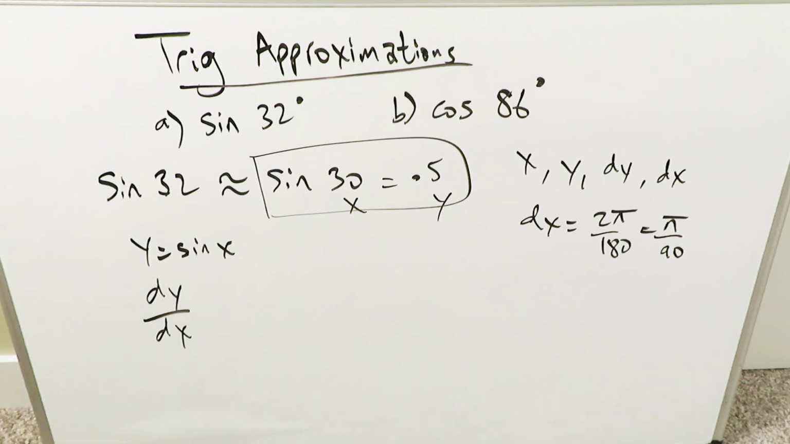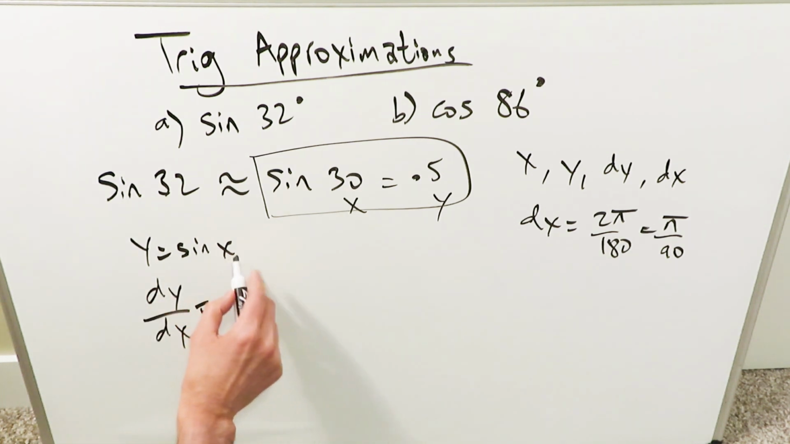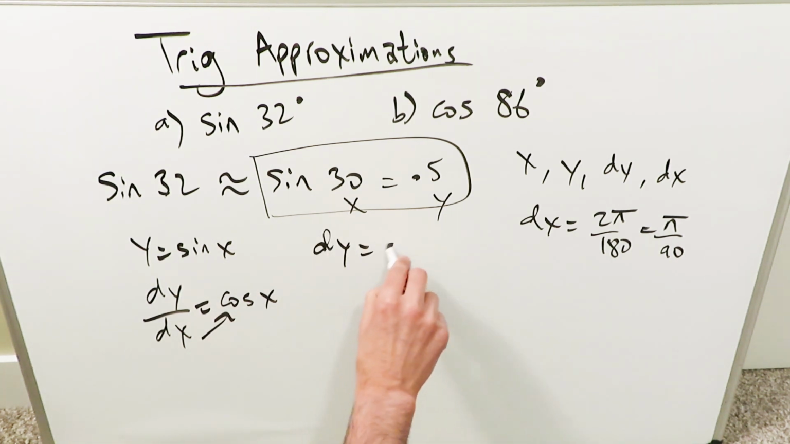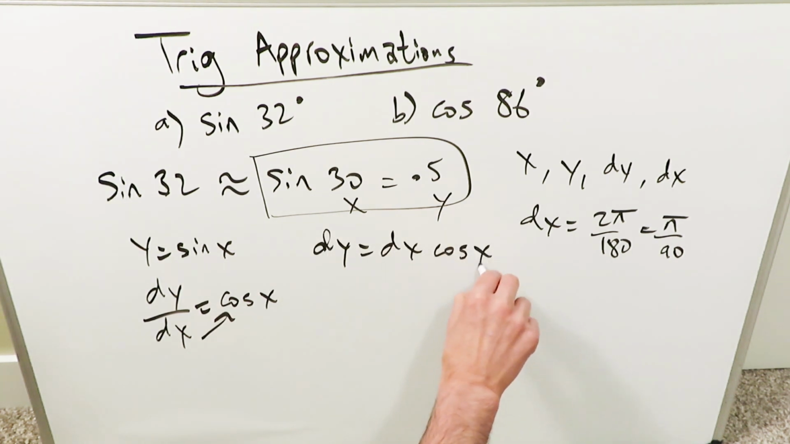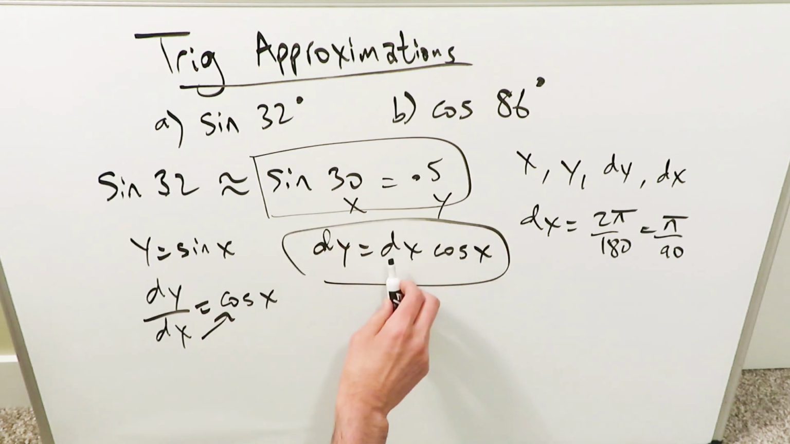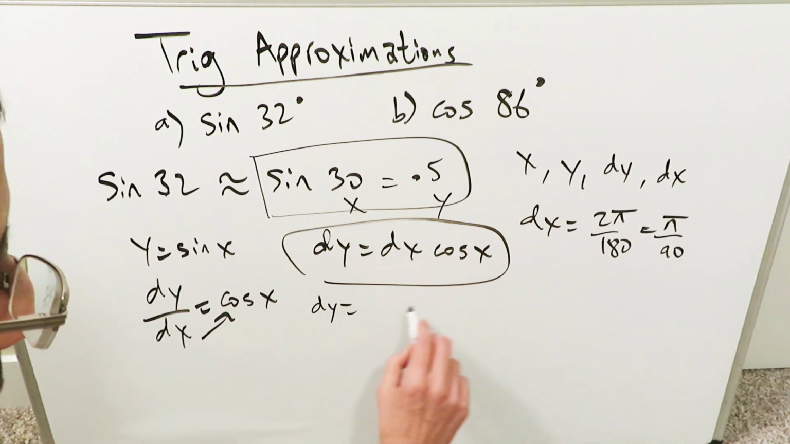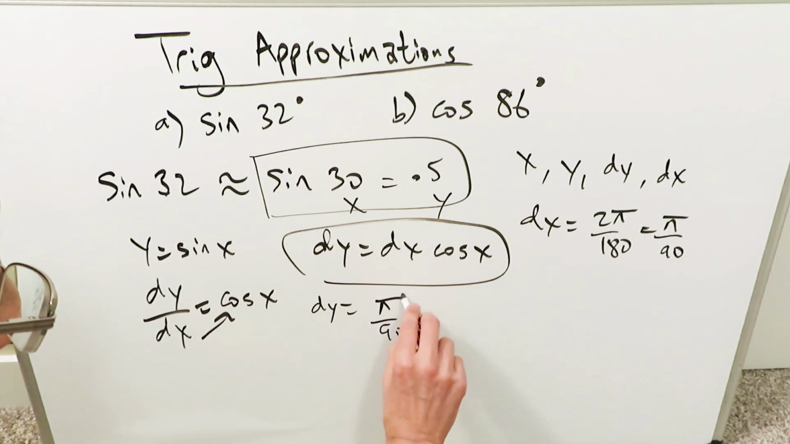You know y is equal to sine x, but I've told you from the outset, you're taking this at face value. The derivative of sine x, dy over dx, is cosine x. Solving for dy, push the dx over there. dy is equal to dx cosine x, and I have all of these values right here, dx and cosine x. What is my dy going to be? My dy is going to be dx, which is what? Pi over 90.